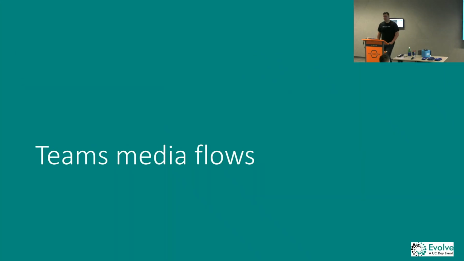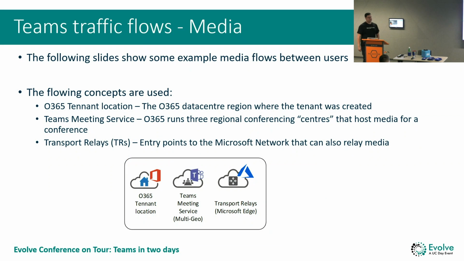Okay, so Teams media flows now. This is talking about where traffic is going to go, roughly where the traffic is going to be point-to-point or via what kind of Microsoft service. Three little icons to be aware of. We've got the icon for where our Office 365 home tenant is located, an icon for where the Teams meeting services are located, and then there are these things called transport relays, which we're going to talk about, that are dotted around the world and used by Teams to do part of what it does.